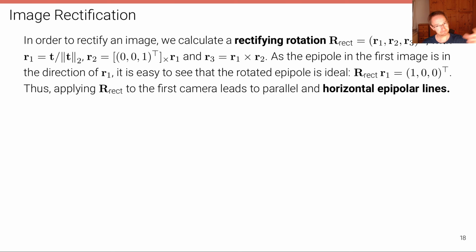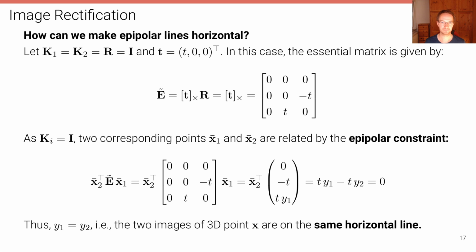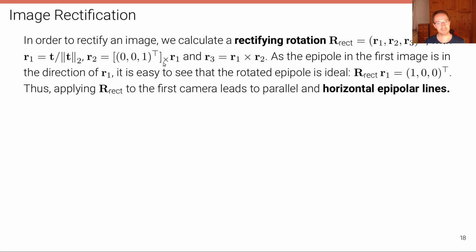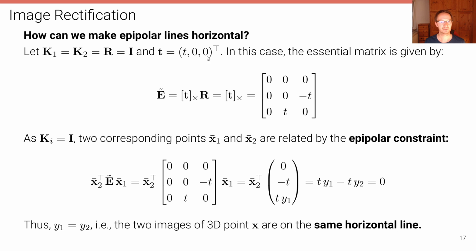Now, what if this setup is not the case? How can we take an arbitrary setup and rectify that setup? Well, in order to rectify an image, we can compute a rectifying rotation matrix that rotates these cameras virtually such that this particular setup is fulfilled. And what do we have to do? Well, we have to align the x-axis of the camera coordinate system with the translation vector. So that must point to the other camera center, or to the epipole, in other words.